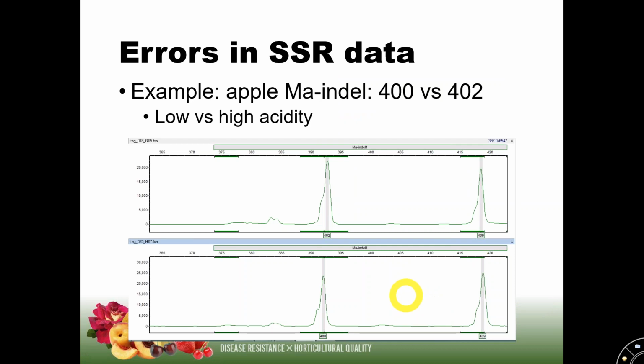And it's not just SNPs that have this issue. For instance, with our SSR data, the MA indel test, we have a 400 allele and a 402 allele, and so also in that case, we might call it incorrectly, and if we do that, that might have implications, because one allele is linked to low acidity and the other to high acidity. So whatever we advise, we need to make sure our data is right, because if we make a mistake here, we might give the wrong advice. So it's not just SNP data that needs this.